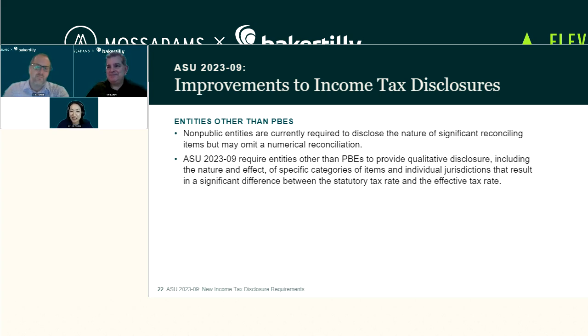I hope if you're choosing answer D, again, we've been talking about this throughout this presentation, just because you're not a public business entity doesn't mean that this standard doesn't apply. You're still going to have to look at the same categories and jurisdictions. So hopefully there's not a whole lot of D here, but we'll see.